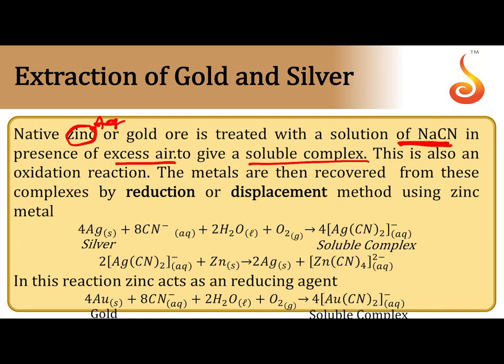So, in order to remove the impurities which are present along with the native gold or silver, this process is used. In this method, the impure silver or gold ore is treated with aqueous sodium cyanide solution in the presence of excess oxygen. At that time, whatever silver or gold is present in the mineral enters the solution in the form of a soluble complex, argentocyanide or auric cyanide.